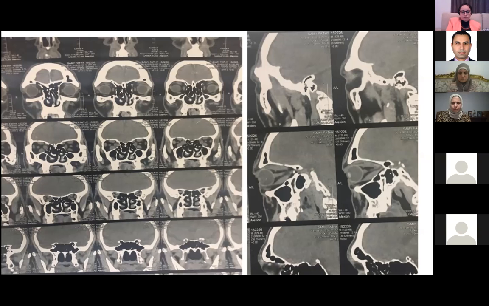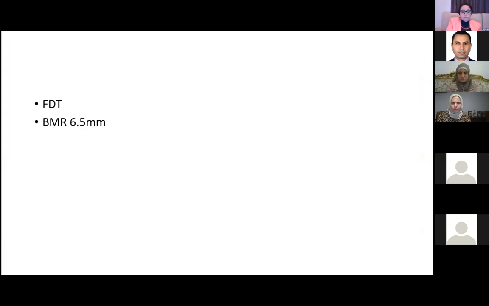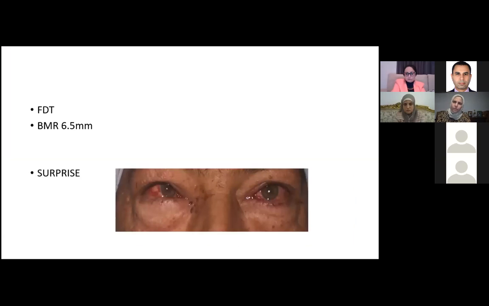So what I did was a force reduction test. I found it extremely tight, and I performed bimedial recession of 6.5 millimeters, a bit more than the usual tables for 40 prism diopters of esotropia. But the surprise was that on the first day post-operative, the patient was the same as pre-operative.